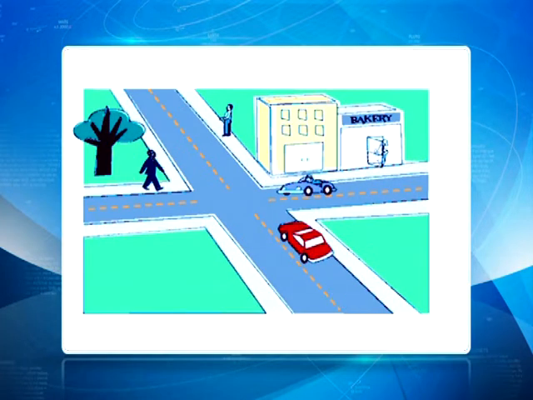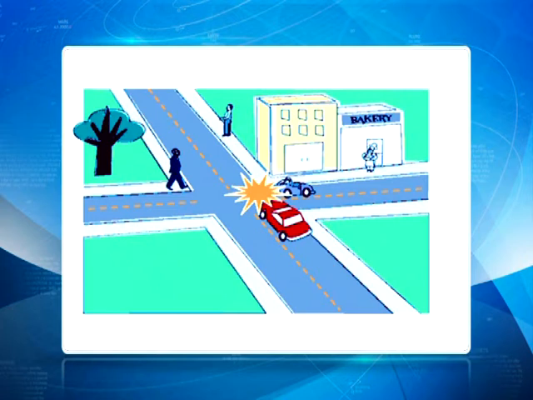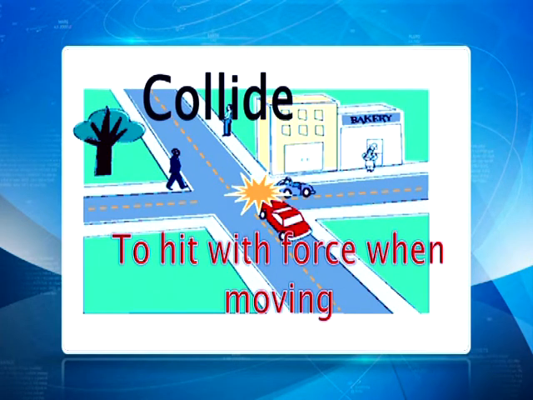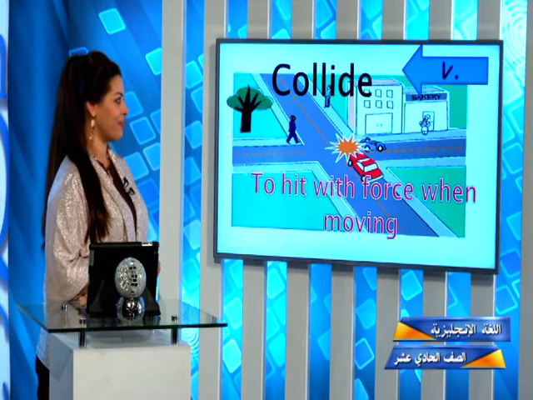Okay. Let's have a look. What do you see here? We see two cars and they hit each other. The word over here, to hit with force when moving, is called collide. Repeat the word, collide. Collide is a verb.